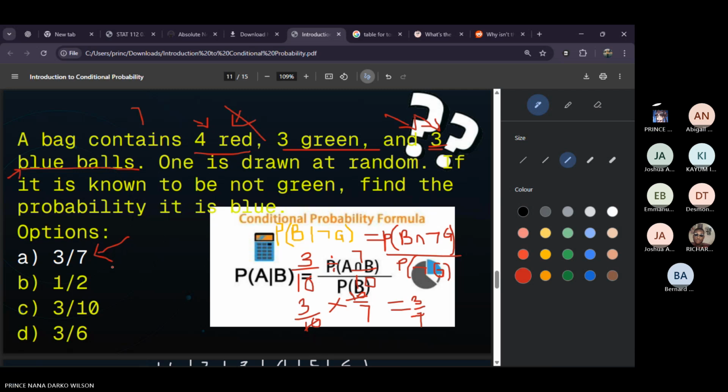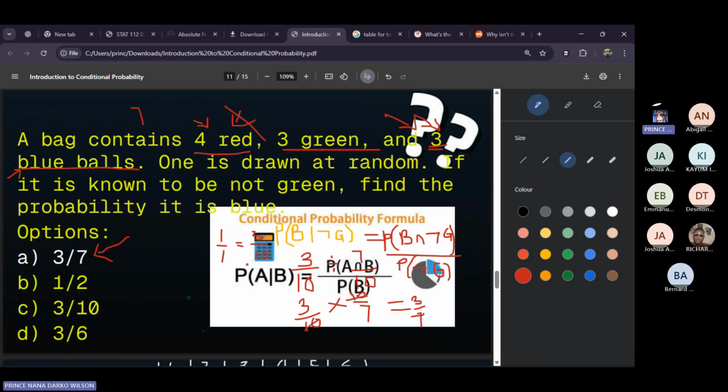Okay. What I did, then I got the 10 is, you see, not being green, I used the complement formula. 1 minus the probability of not green. So that's how I got the 3 over 10.